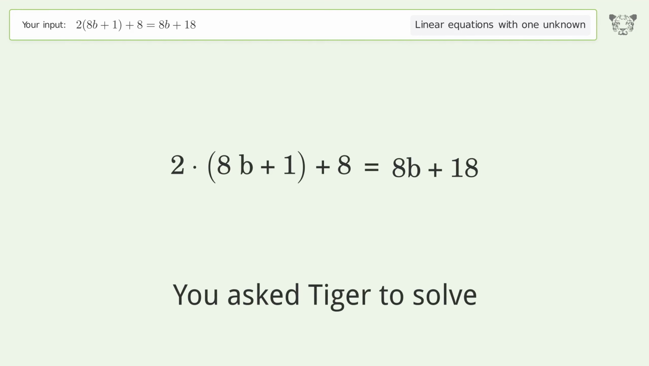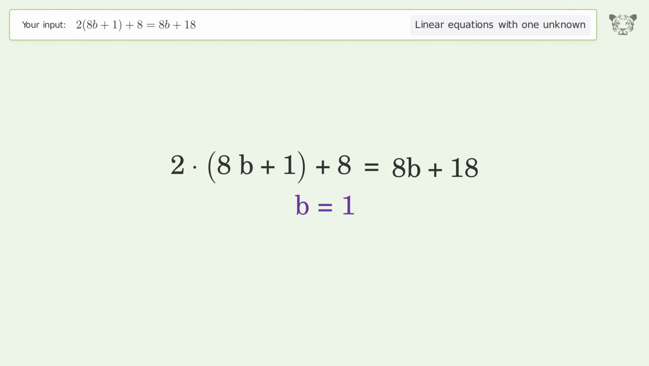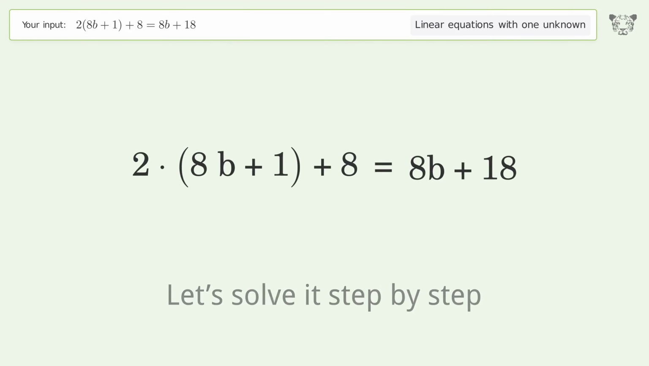You ask Tiger to solve. This deals with linear equations with one unknown. The final result is b equals 1. Let's solve it step by step.